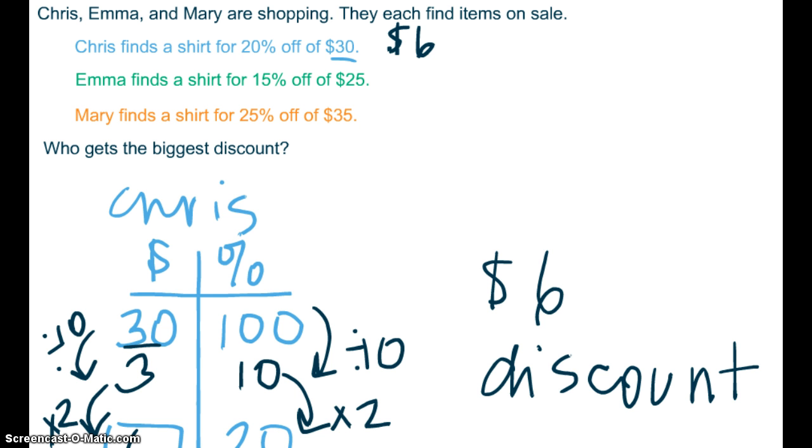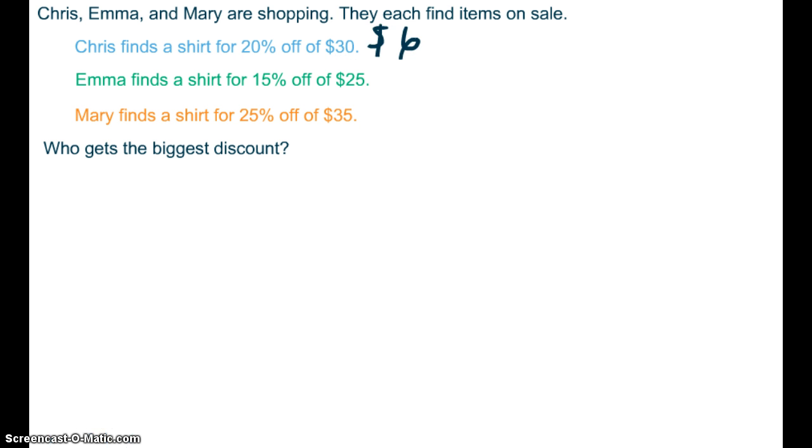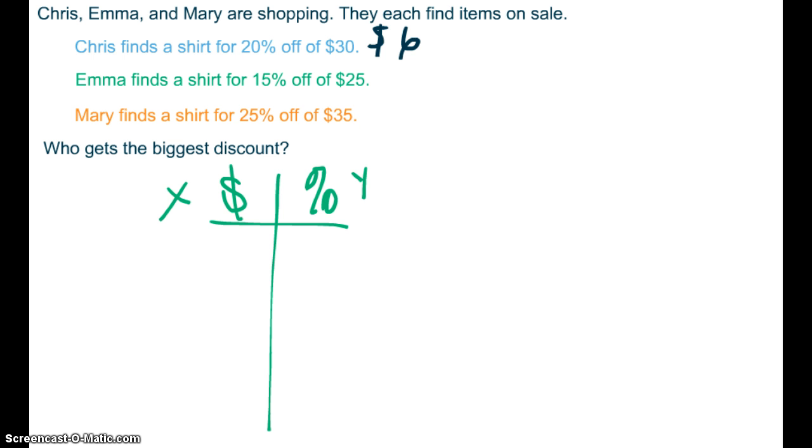All right, now let's move to Emma. Okay, so let's draw a ratio table, dollars and percent, and it doesn't matter what we put on X and Y. Although really our percent is going to depend on the cost of our item. So really dollars to percent probably is best. So let's go ahead and write down 100%. In this case, we do know 100% of the item is $25. We want to find out what 15% is.